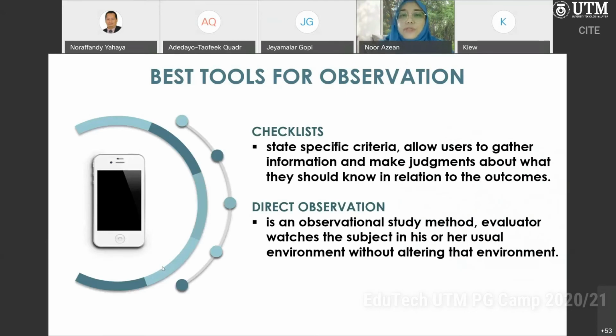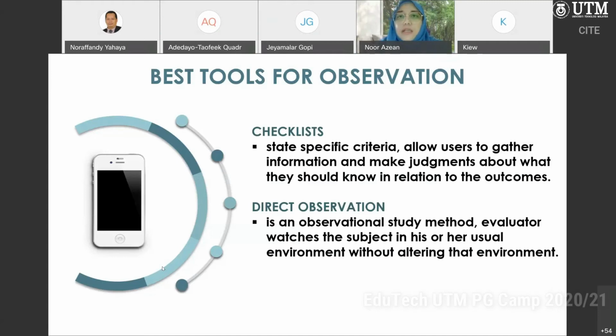So when we use the observation, we can have the checklist, state criteria. When I did my PhD previously in 2008, I developed my own checklist. All right, how these students learn computer networking, how they combine the hubs, how they do the cabling, how they make something new, infrastructure network. So I'm using the checklist.